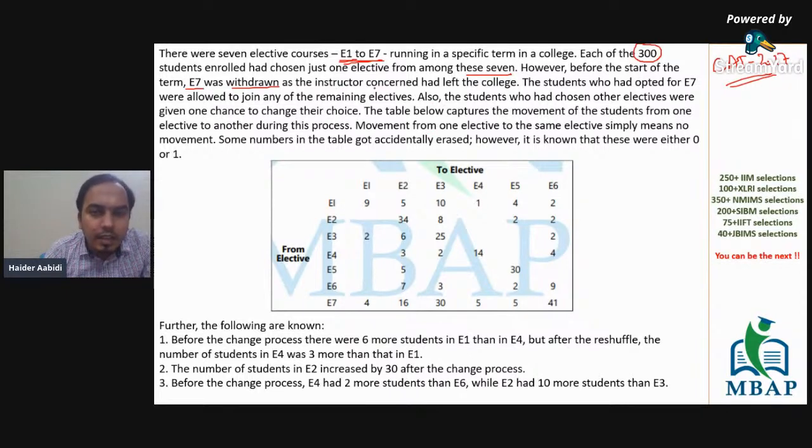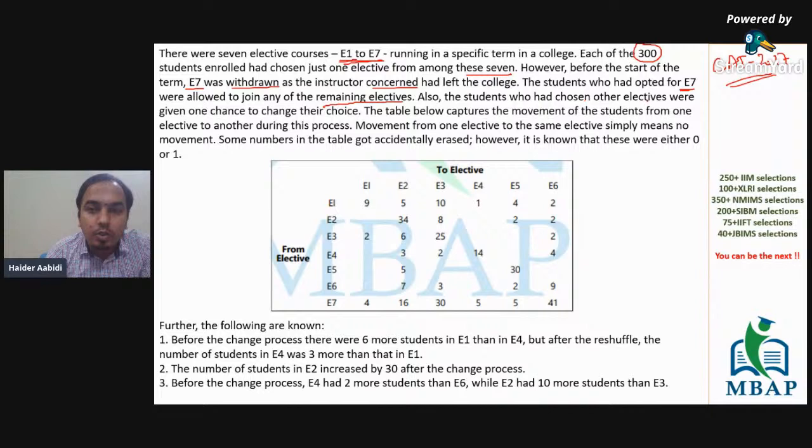The concerned staff had left. The students who opted for E7, now that the staff has gone and E7 is withdrawn, are allowed to join any of the remaining electives. That means E1 to E6 is what they are joining.